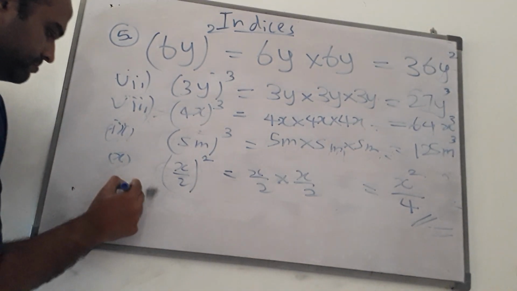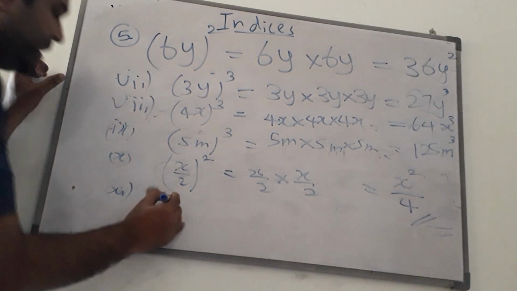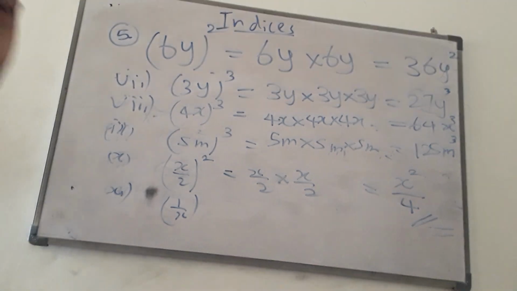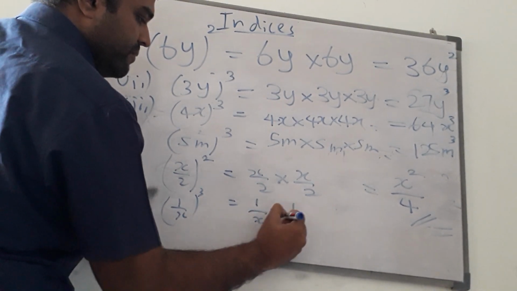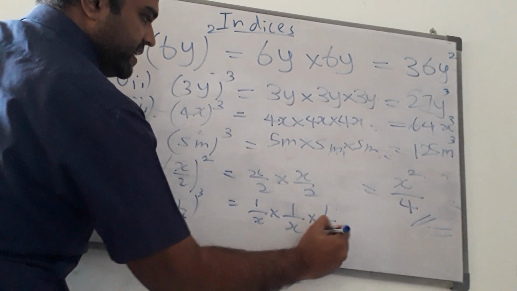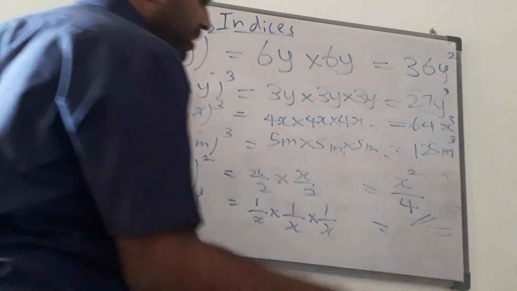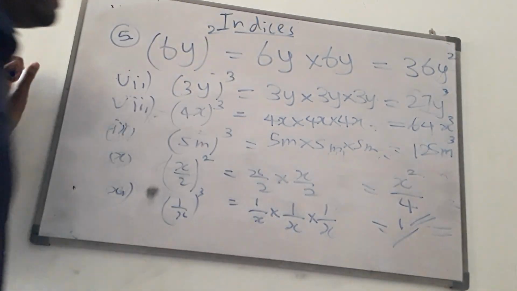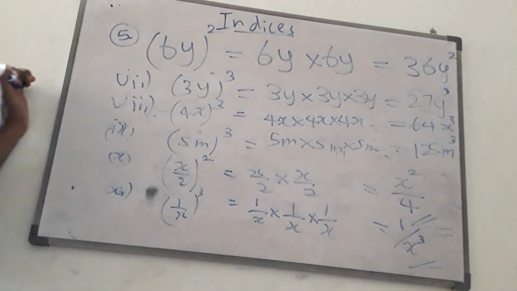Next is 1 over x all together to the power 3. This means 1 over x times 1 over x times 1 over x. x times x means x to the power 2, or x squared. x by itself 3 times means x cubed, or x to the power 3. 1 by itself 3 times, however many times, means the answer is 1. So the answer is 1 over x cubed.